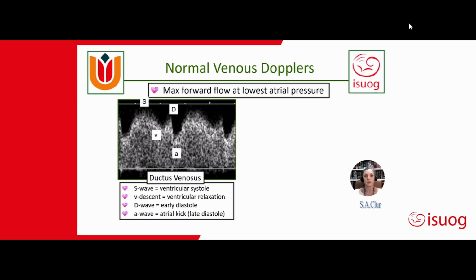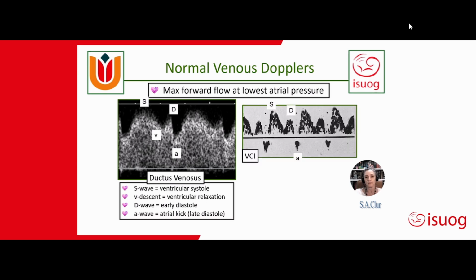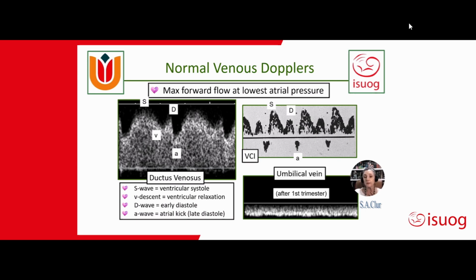We come then to the normal venous Dopplers. Here we have a normal ductus venosus with the S, D, V, and A wave. The A wave should be positive. Here we have a normal vena cava inferior Doppler where a small negative A wave is normal. And the umbilical vein should not be pulsatile after the first trimester. The presence of pulsatility in the umbilical vein is an ominous sign.